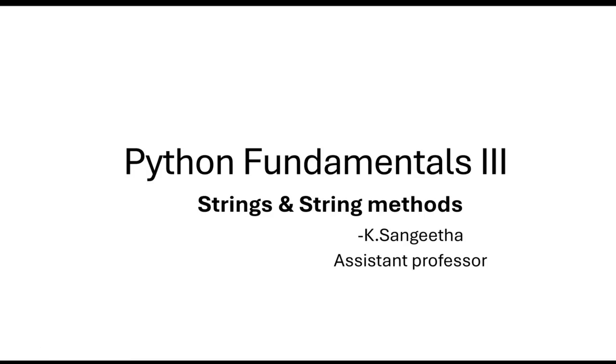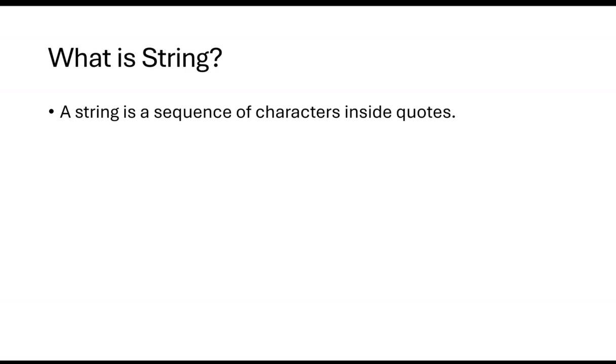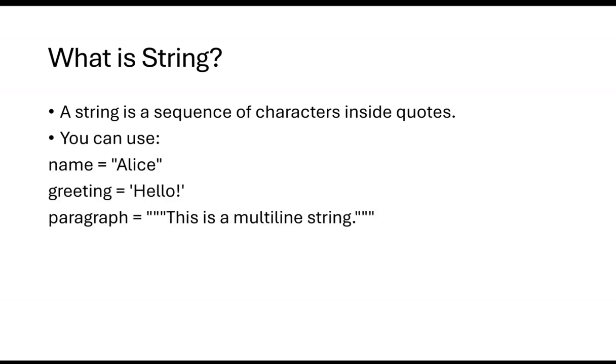In this video, we are going to see the next Python fundamental concept, strings and string methods. A string is a sequence of characters inside quotes, as you all know. You can use double quotes to give a string and store it in a variable, and single quotes to give a string and store it in a variable in Python. You can also use triple quotes here. This is used for multi-line strings. Even though this is a single line, you can use multiple lines inside the triple quotes and store it in another variable.